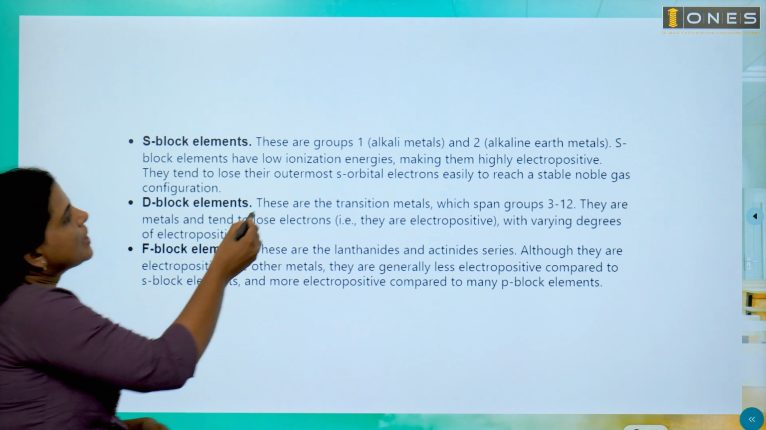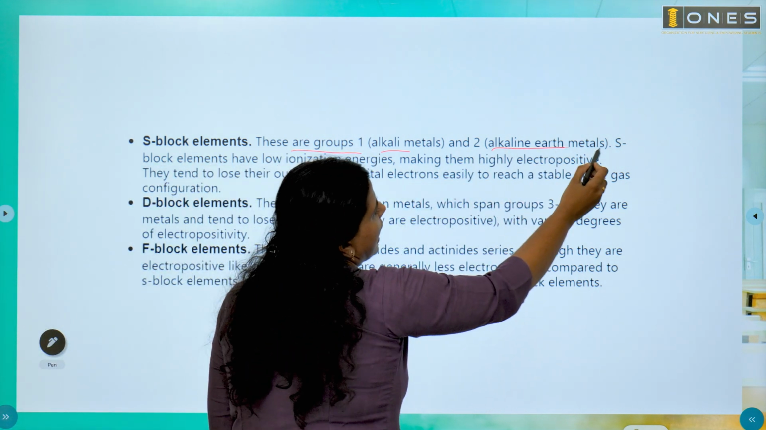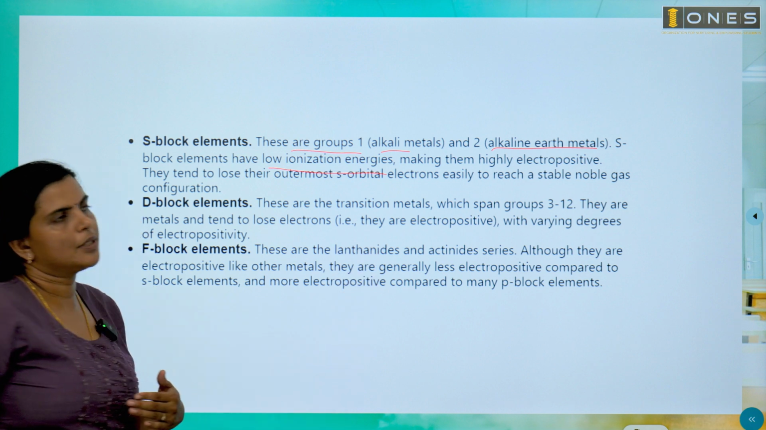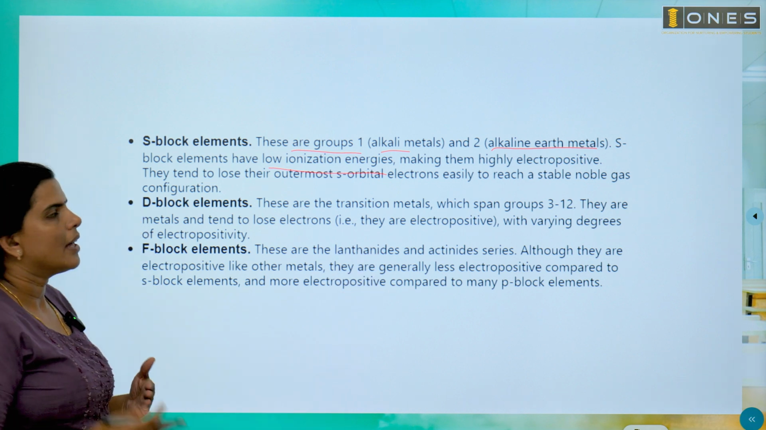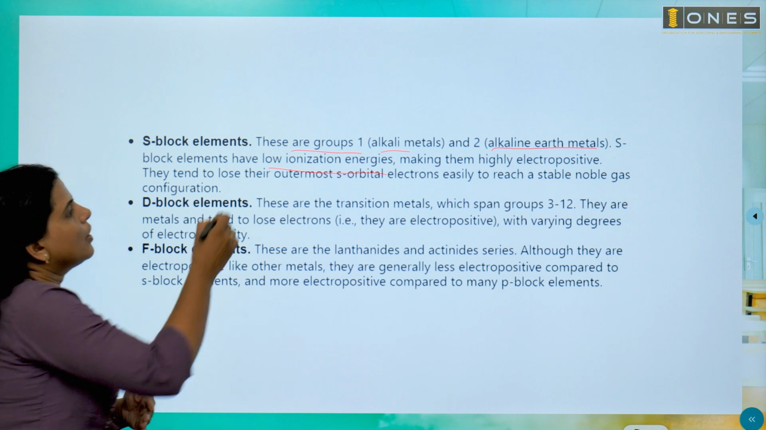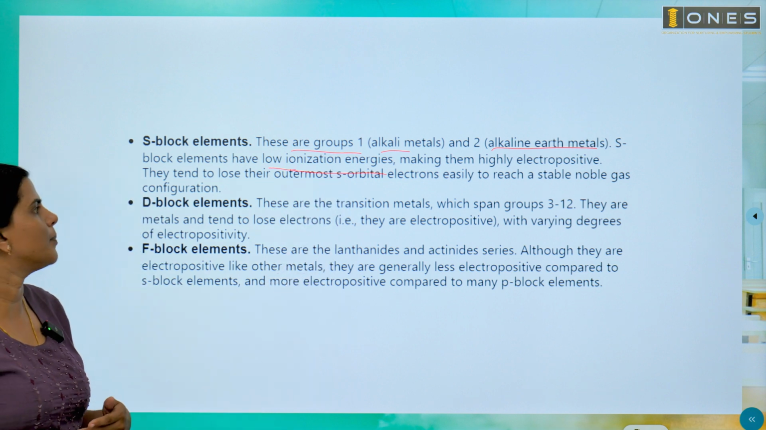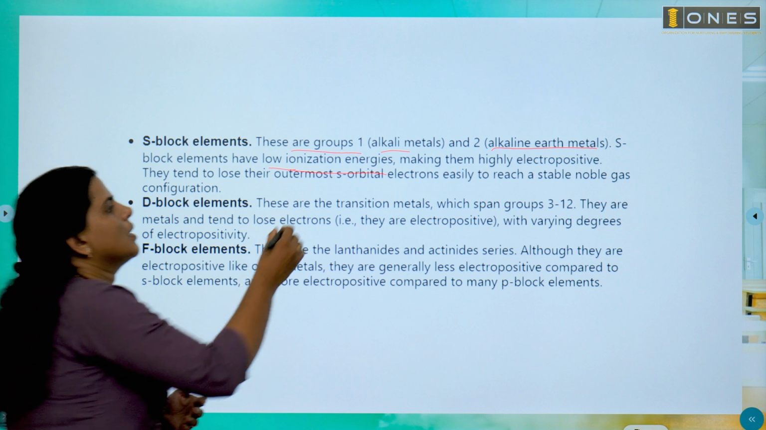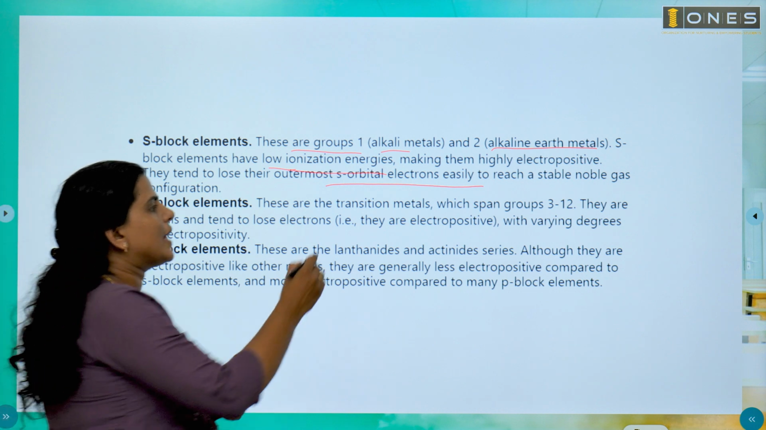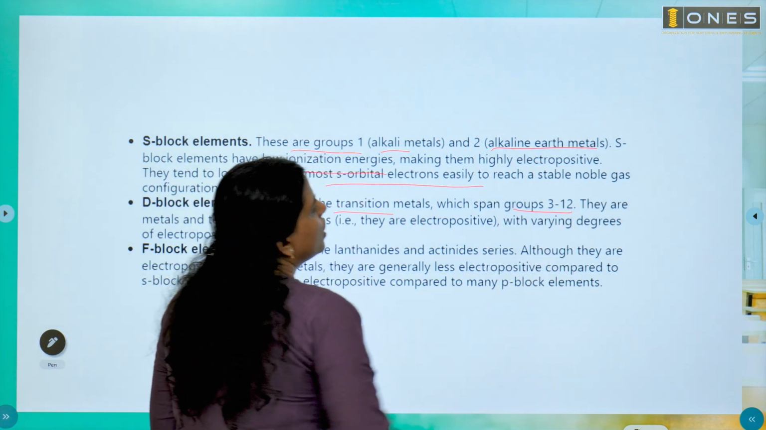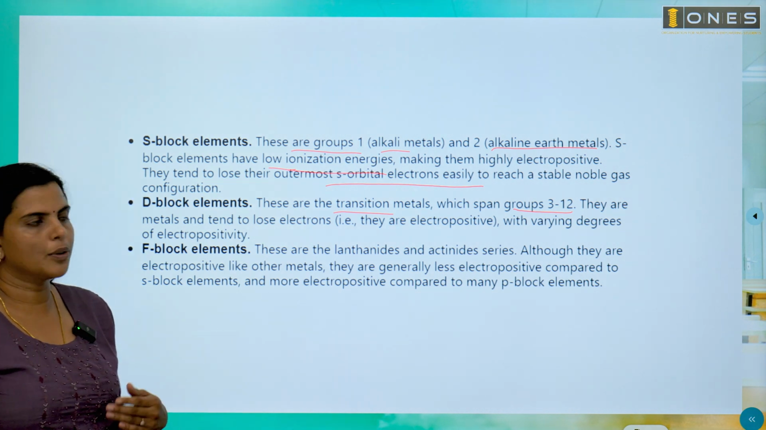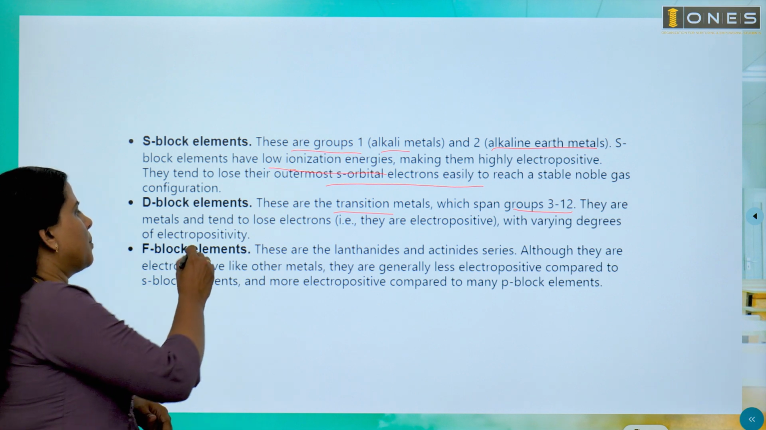Similarly, S block elements are groups 1 and 2, that is, alkali metals and alkaline earth metals, and have low ionization energy, which means they are highly electropositive. Highly electronegative elements have high ionization energy, whereas electropositive elements have low ionization energy. They tend to lose their outermost s orbital electrons easily to reach a noble gas state. D block elements are transition elements which span group 3 to 12. They are metals and tend to lose electrons with a varying degree of electropositivity.